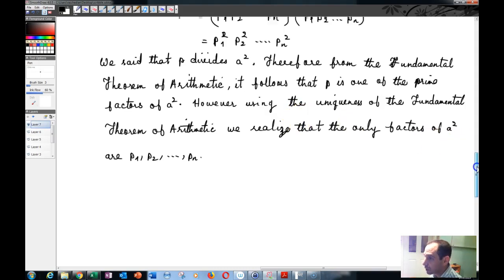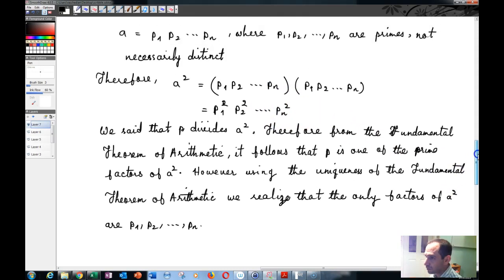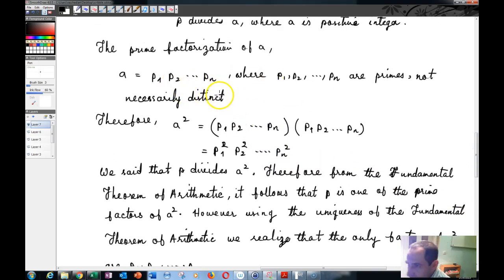So basically here we said that the prime factorization of a squared is P1 squared times P2 squared all the way up to P of n squared. And over here we said that the prime factorization of a was P1 times P2 all the way up to P of n, where P1, P2 all the way up to P of n are primes, not necessarily distinct. Of course that makes sense, because when you factorize a number, you could get, for example, 2 2s, 5 3s, 3 8s, and so on and so forth.